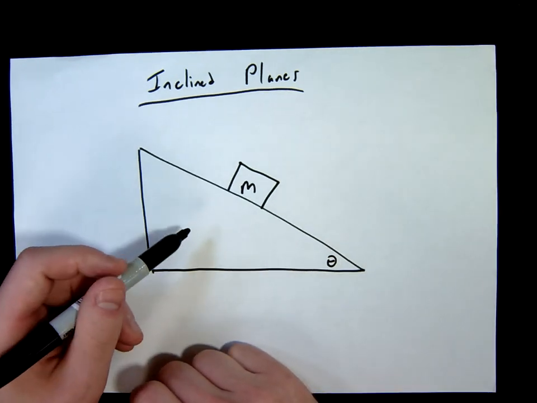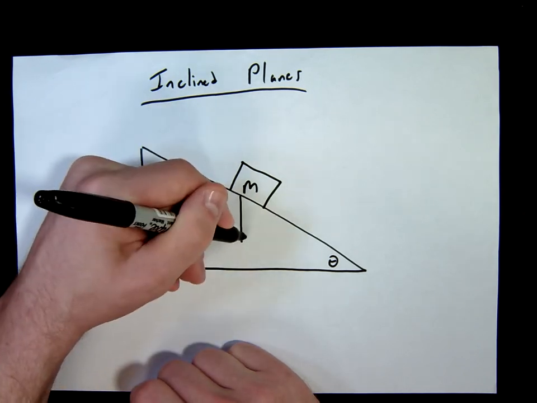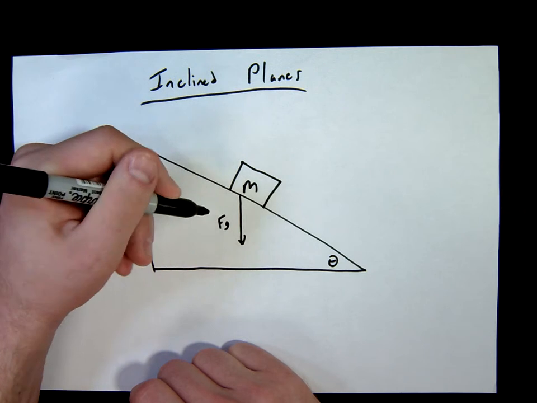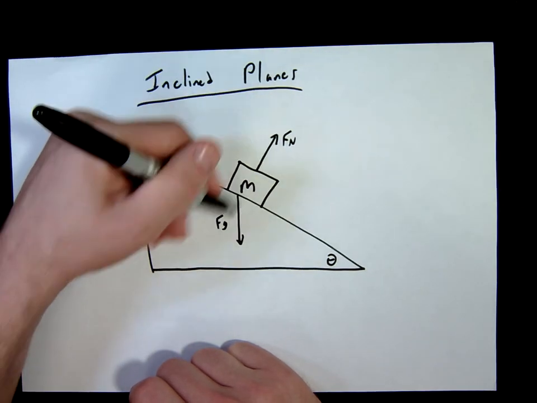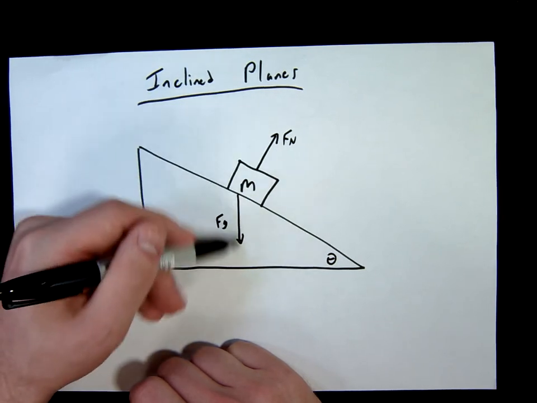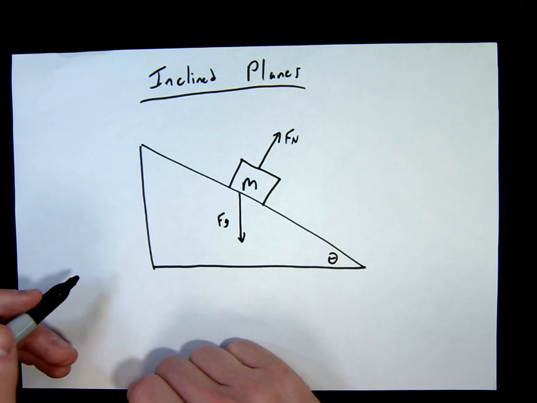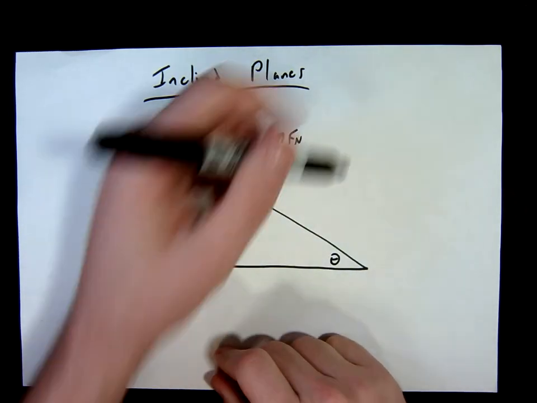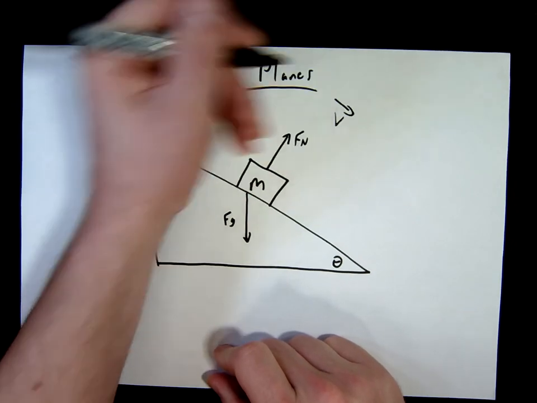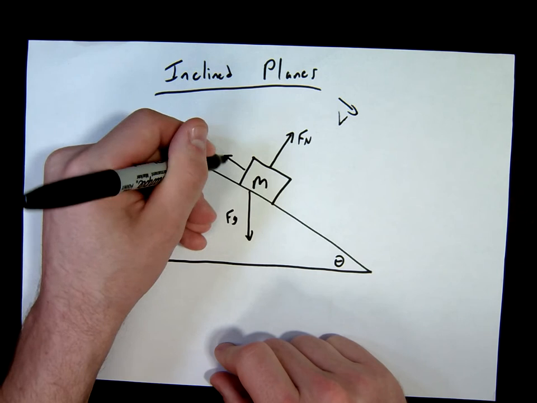We know that gravity always acts straight down, and I'm going to call that the force of gravity. The normal always acts perpendicular to the surface, so there's my normal. Notice they're not in the same direction anymore. Gravity is pointing straight down, and the normal is pointing off at an angle. Let's suppose this thing is sliding down the incline, moving in that direction. If it's moving in that direction, that means friction is going to act in this direction.